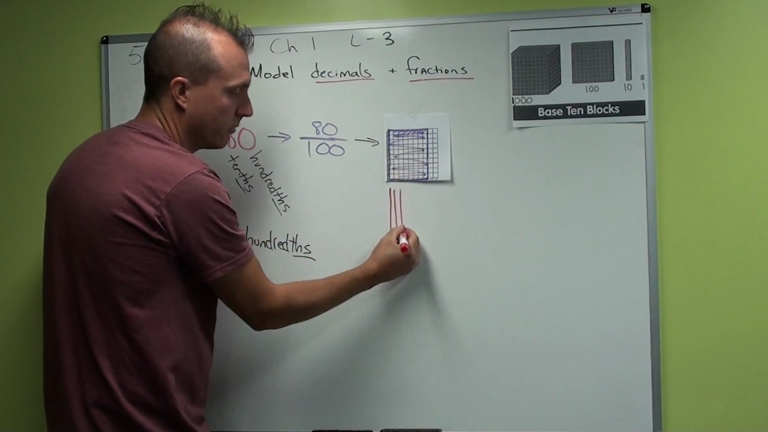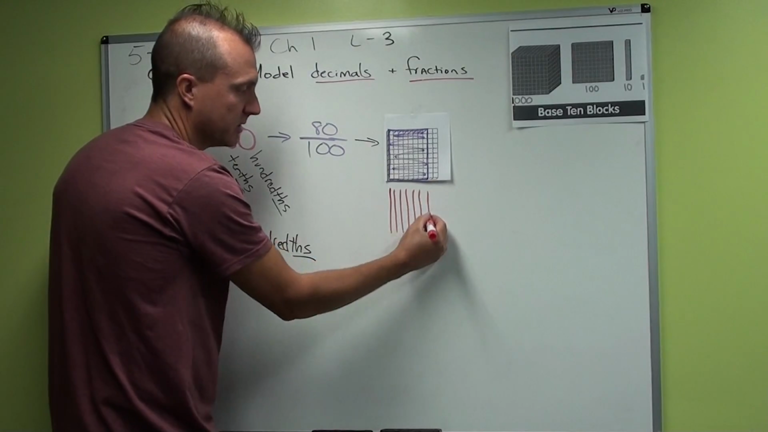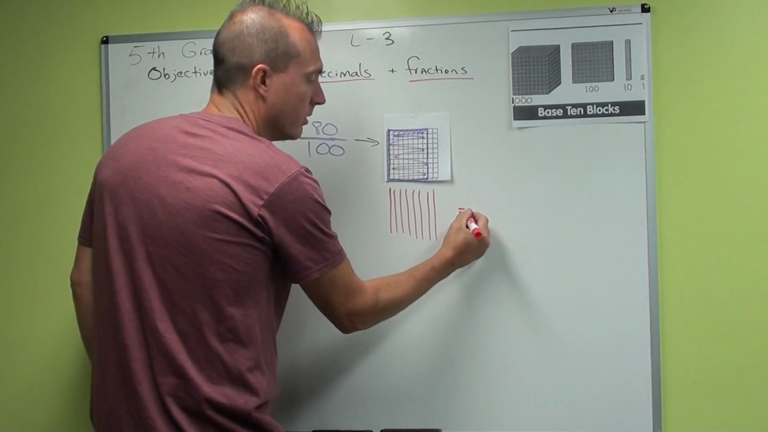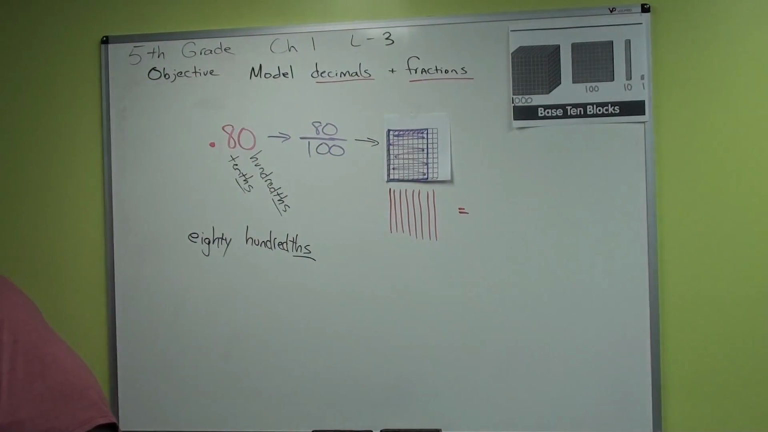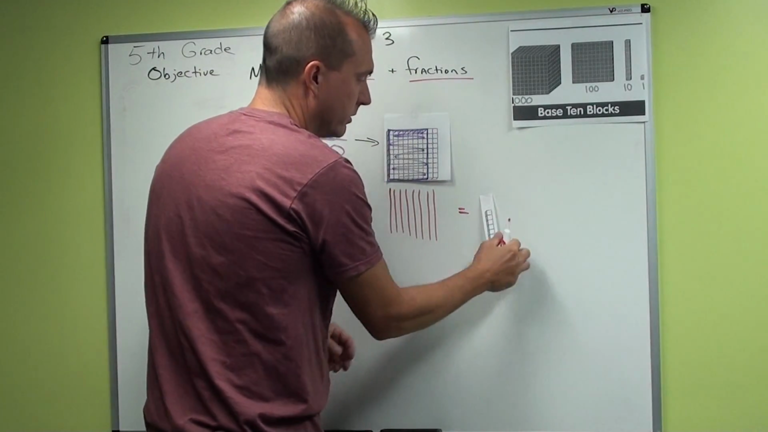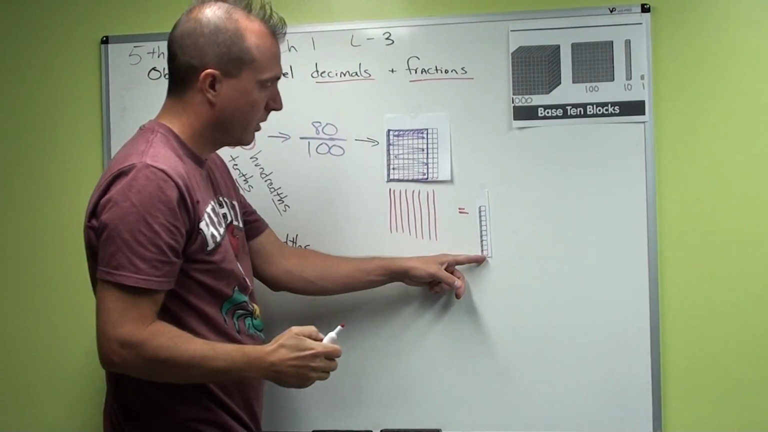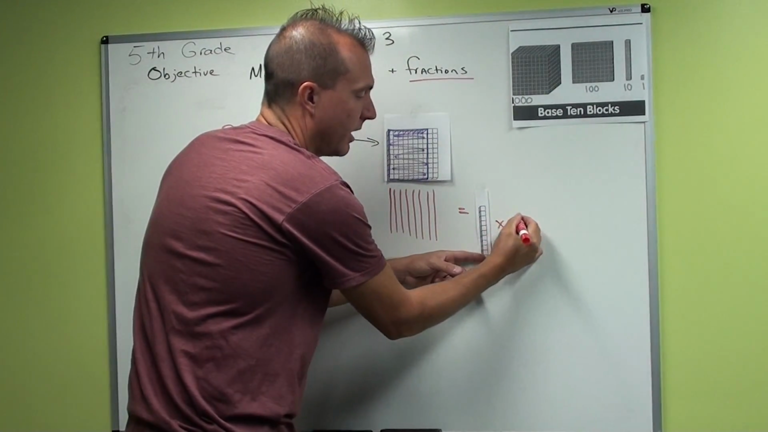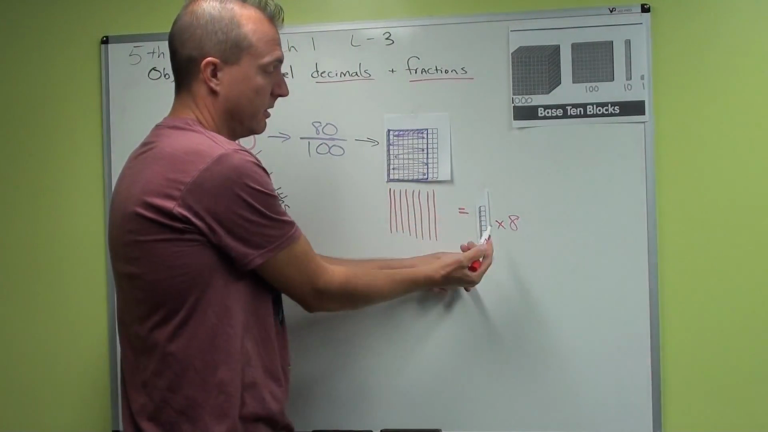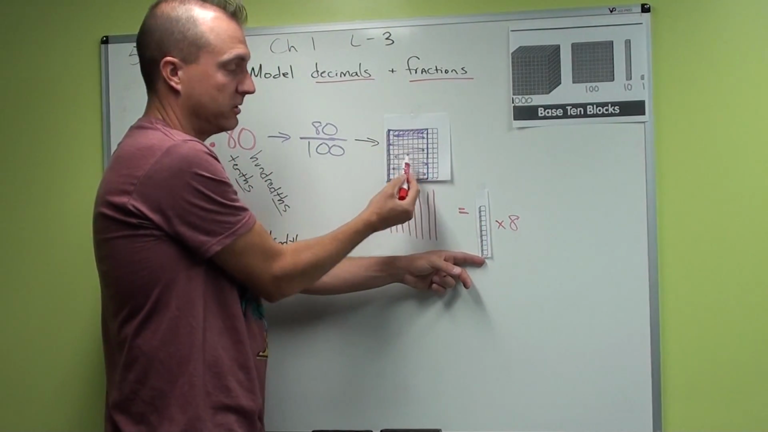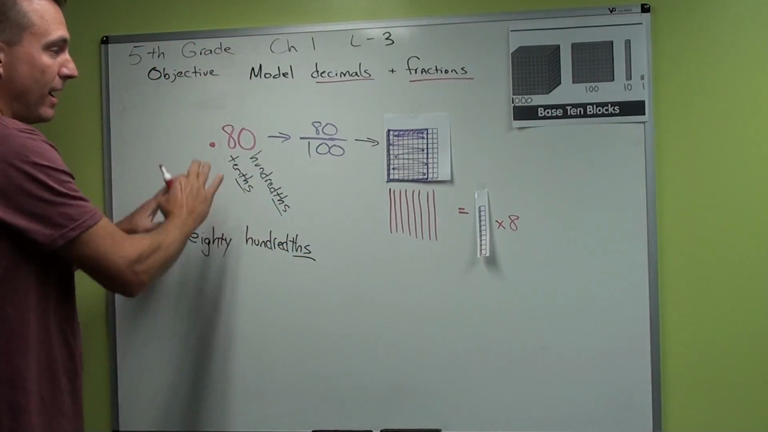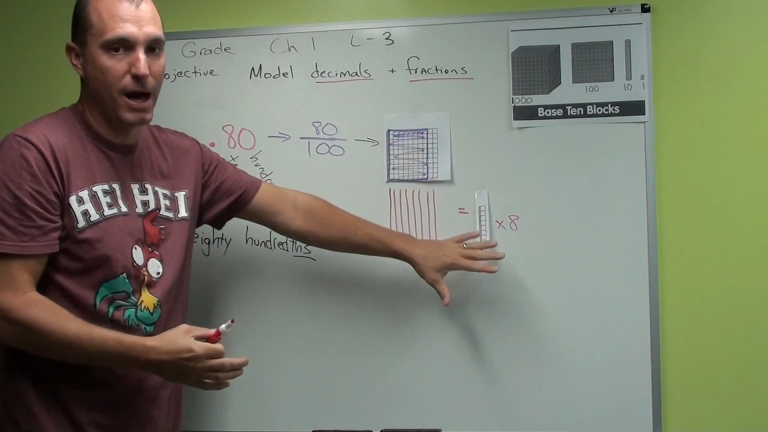1, 2, 3, 4, 5, 6, 7, 8. 80. Those 10 sticks equal one of these. So really what we have is one of these times 8. One of those times 8. So they are the same thing. This is the same as this. This is the same as this. This and this are the same. Okay? So now you have that. Now you have the whole lesson of decimals, fractions, models for that part.